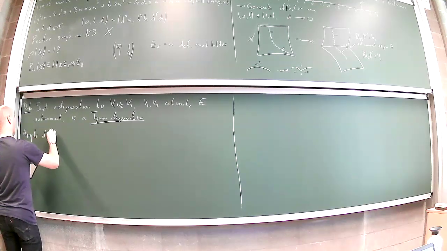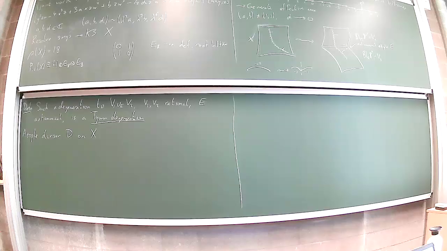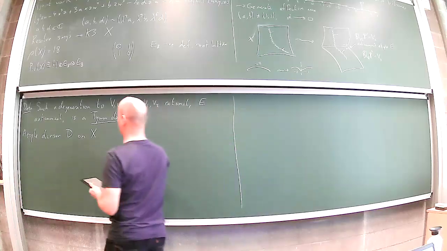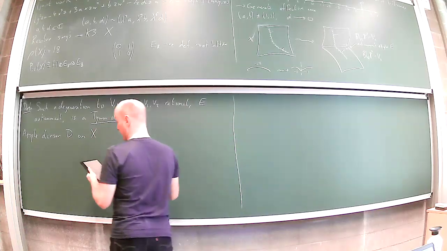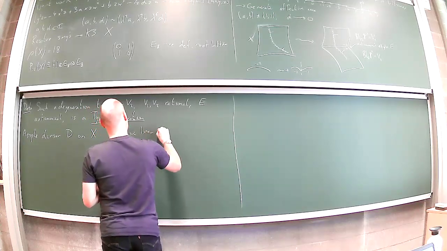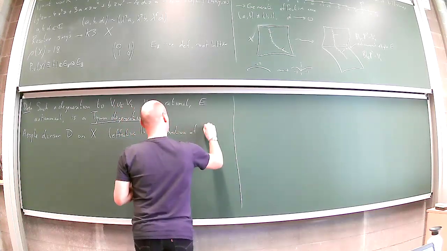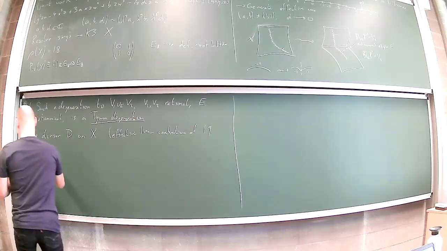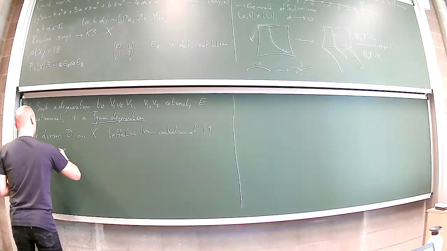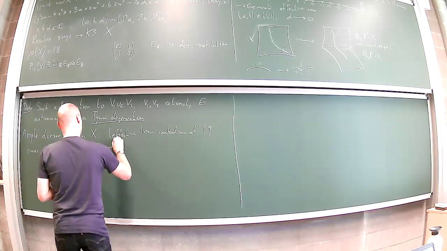So now what I'm going to do, I'm now going to choose an ample divisor D on X. I don't know how much people know about algebraic geometry, but I'm not picking a line bundle here, I'm picking a specific choice of divisor. And what is this? I can think of it as an effective linear combination of these 19 curves, which has positive intersection with all of them.